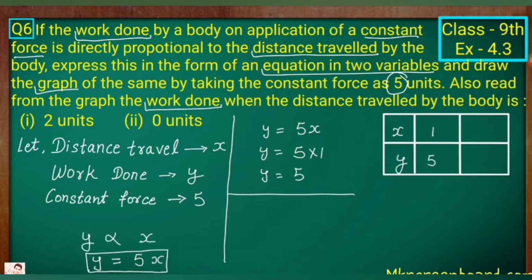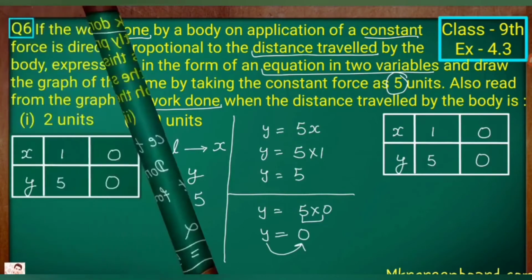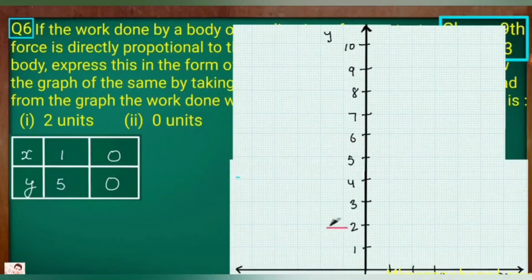Now let's find the second solution. Here I am taking x equal to 0. So y equal to 5 into 0, y equal to 0. So our second solution is (0, 0). So the equation is over, solutions are over. Now we have to draw the graph. Okay, let's start to draw the graph now.